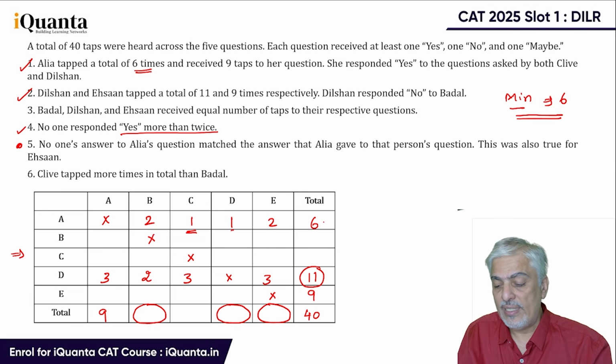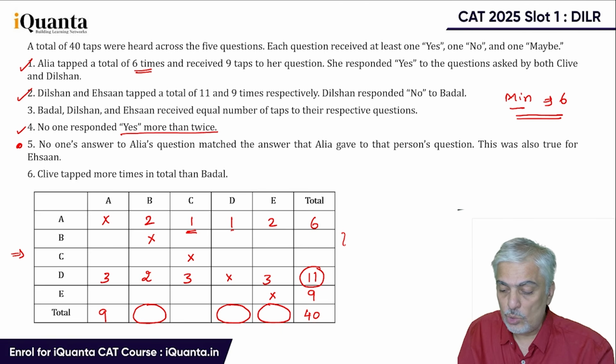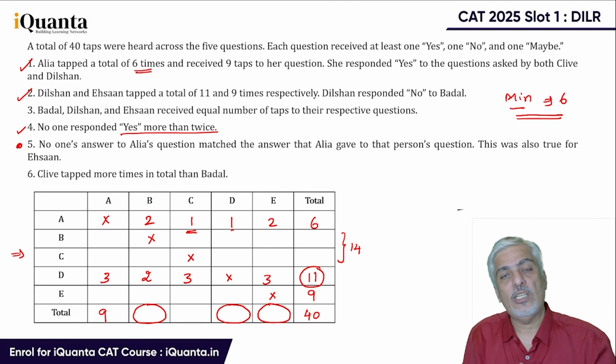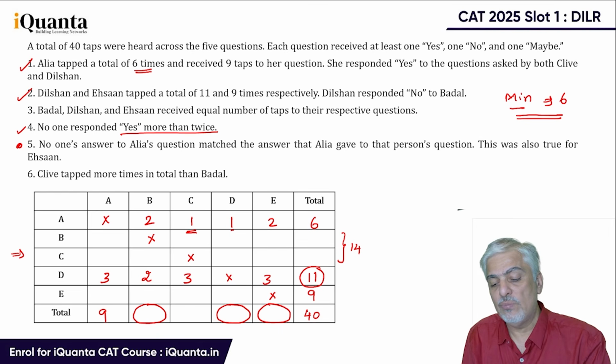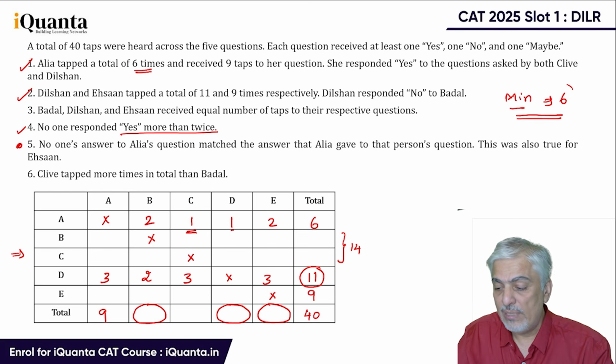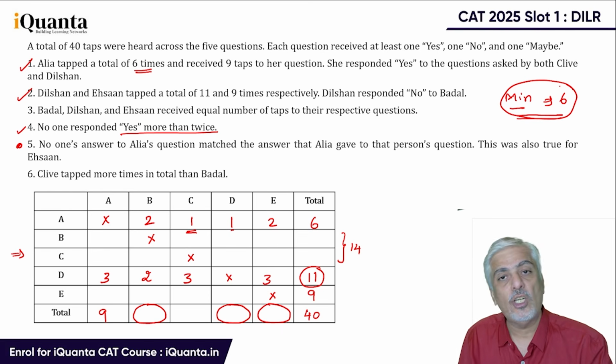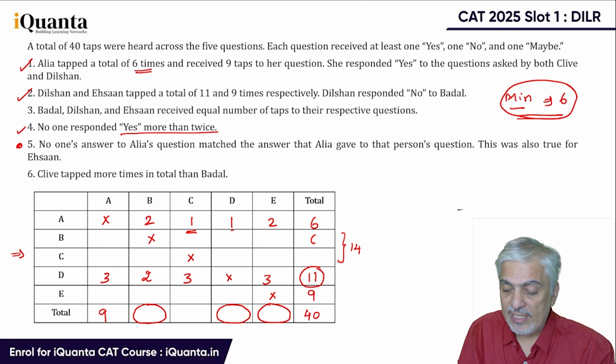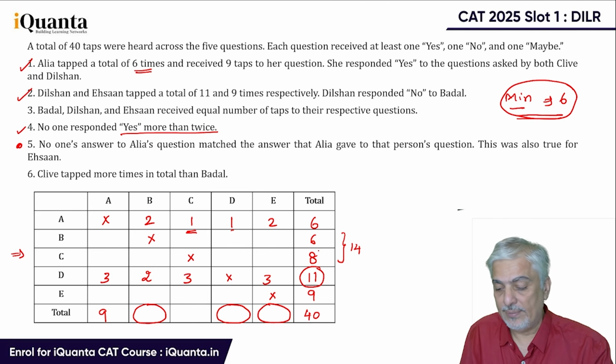11 plus 9 is 20 plus 6, 26. That means these two are 14. The breakup of 14 cannot be 7, 7 because they have said Clive is more than Badal. Can it be 8, 6 or 9, 5 or whatever? Let's understand it cannot be 9, 5. I already explained to you that minimum was 6. So it cannot be 9, 5. That means B can get minimum 6 and this one can get 8. Okay, so we've got that much.